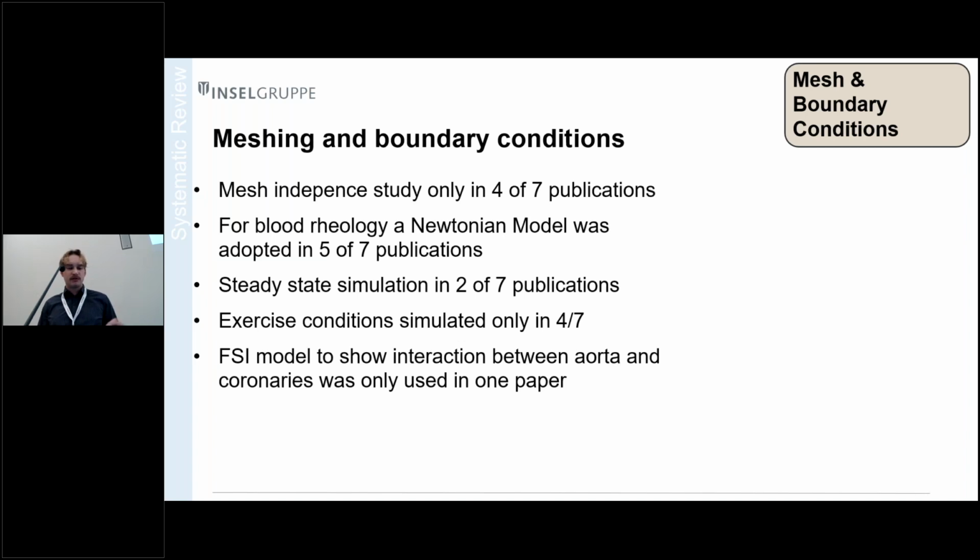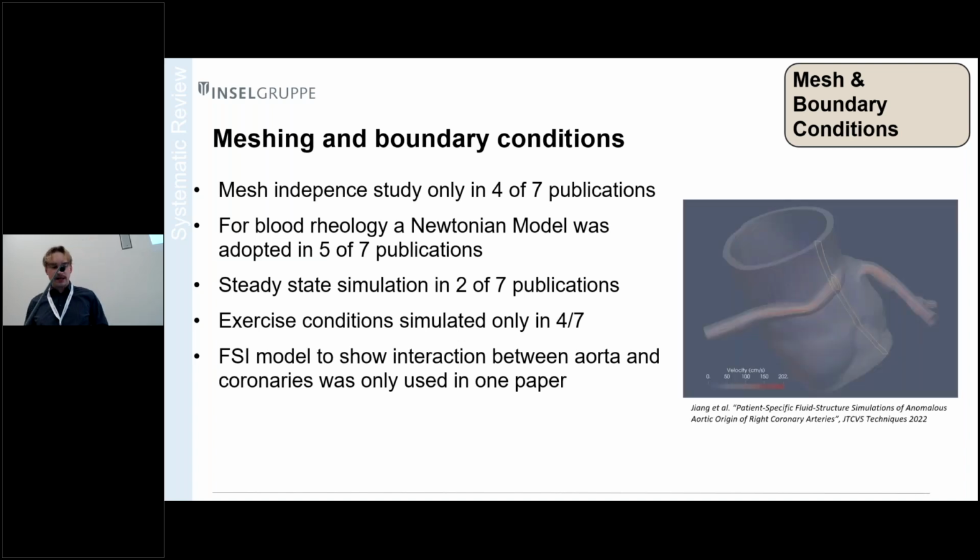And one thing I really want to stress here again is that 4 papers didn't do any exercise condition testing, but in all of these patients, these anomalies only can become relevant during exercise. There are no cases where there is a problem during rest.